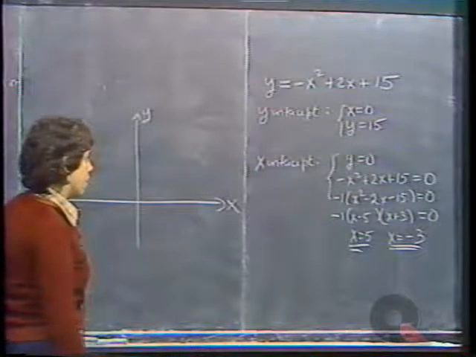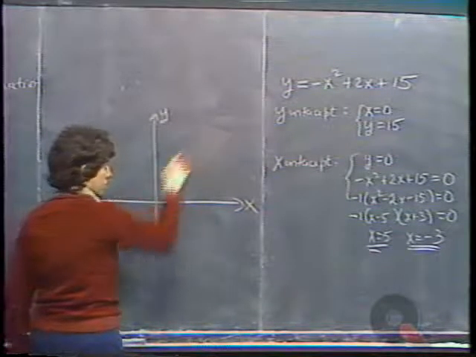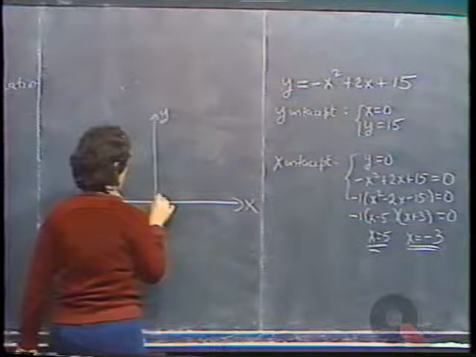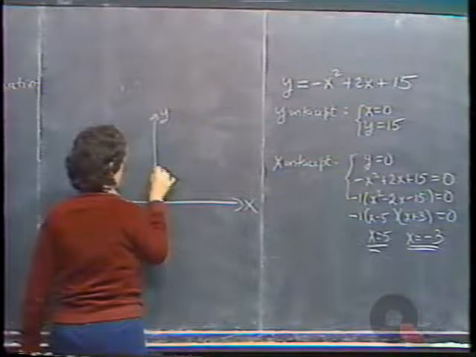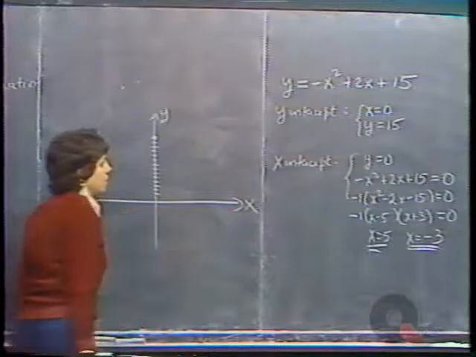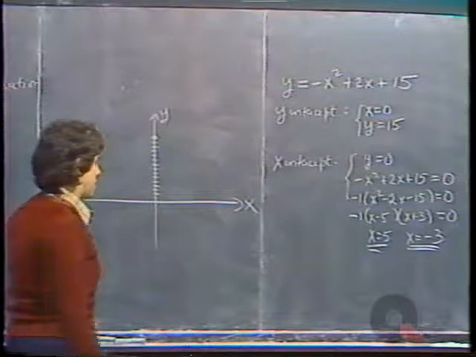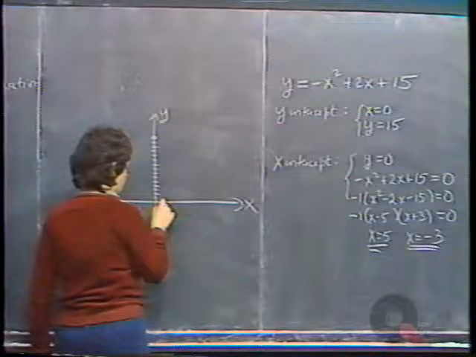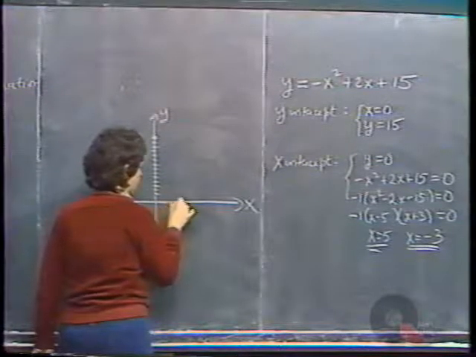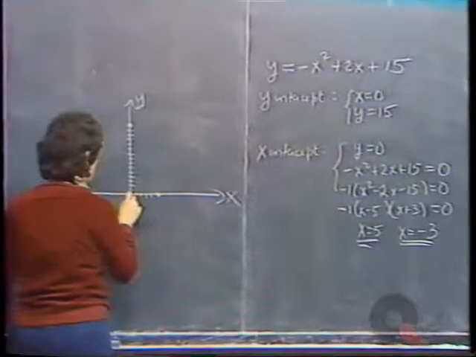We have a y-intercept at (0, 15). It crosses the y-axis here, at (0, 15). We have x-intercepts at 5 and minus 3. It crosses the x-axis at 1, 2, 3, 4, 5, so x equals plus 5, and x equals minus 3.